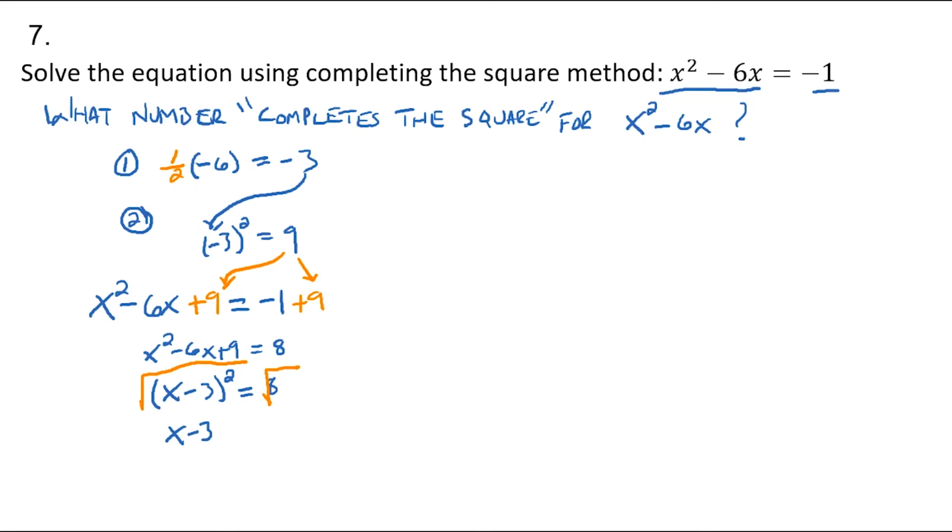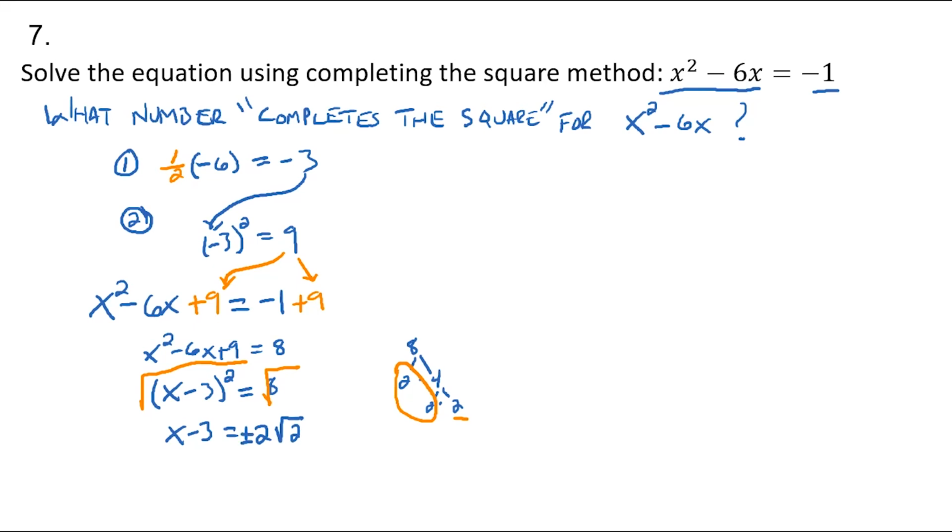So I have the square root of 8, but 8 is not prime. It breaks down into 2 times 4, and then 4 breaks down into 2 times 2. So I have a factor pair of 2, and then a remaining factor of 2. So I'm going to end up with 2 radical 2. And when you take the square root, you have to take into account both the positive and negative roots.